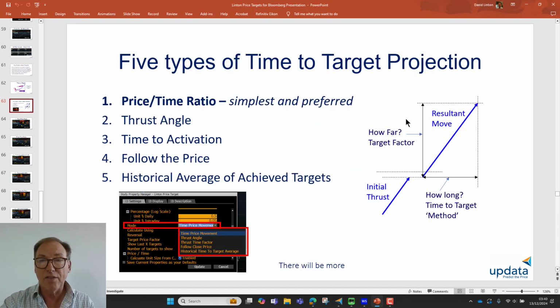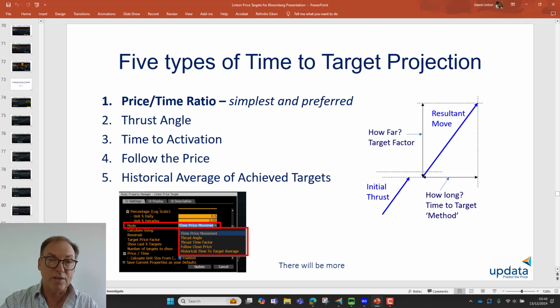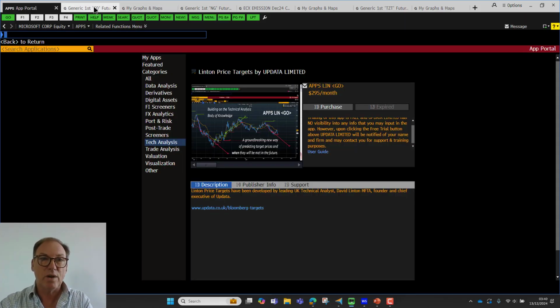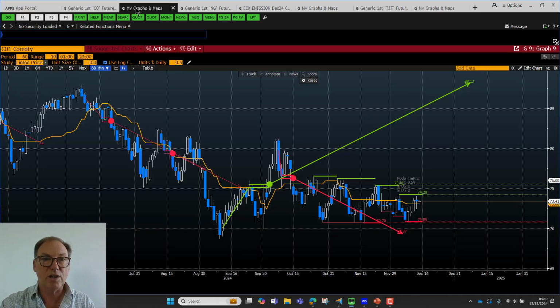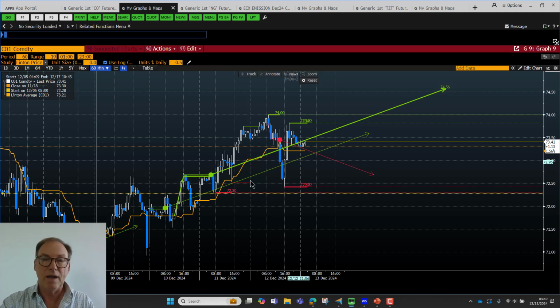And these are the different ways to project the targets forward, and you may well find that there's one that works best for you, but we recommend that you start with just that 2-to-1 ratio. It seems to work pretty well, and that's what I recommend. Have a go with the targets.